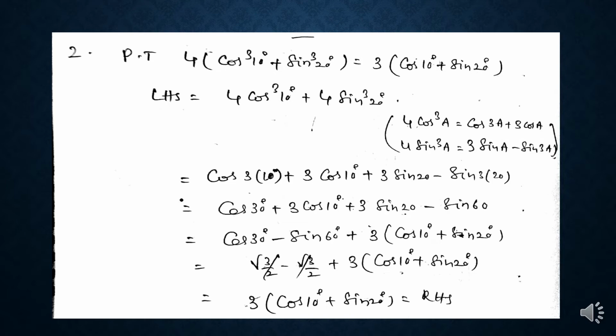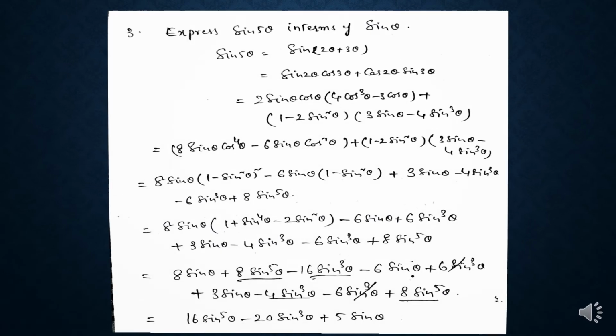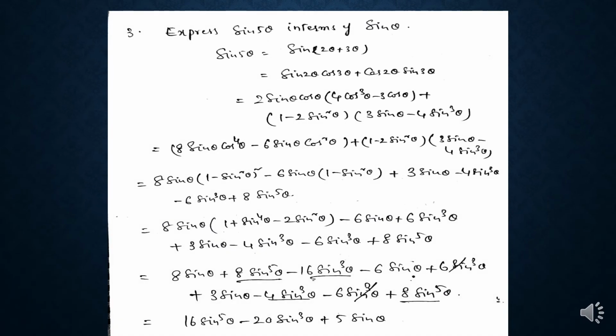Next problem. Express sin 5 theta in terms of sin theta. So we want to write sin 5 theta only in terms of sin theta. We don't have a formula for sin 5 theta, but 5 theta can be written as 2 theta plus 3 theta.